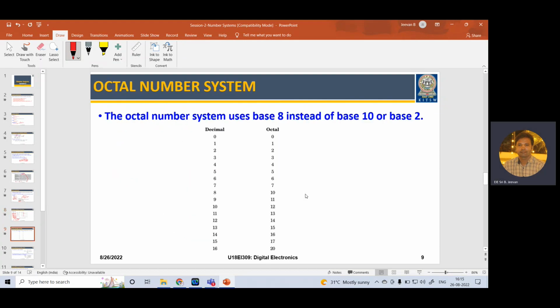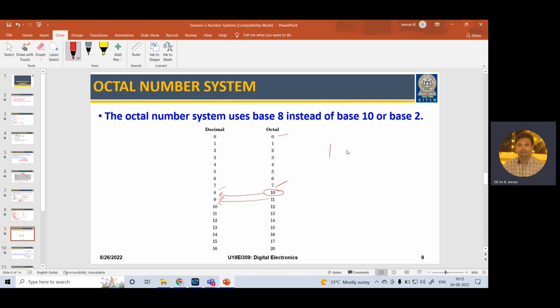Next is the octal number system. As I said, in the octal number system the range is only from 0 to 7. After 7, you'll be getting 1 0, which is equivalent to 8 in decimal, right? Because in octal, 8 and 9 don't exist. So after 7, you get 1 0, which is nothing but 8 in decimal. 1 1 is nothing but 9 in decimal.